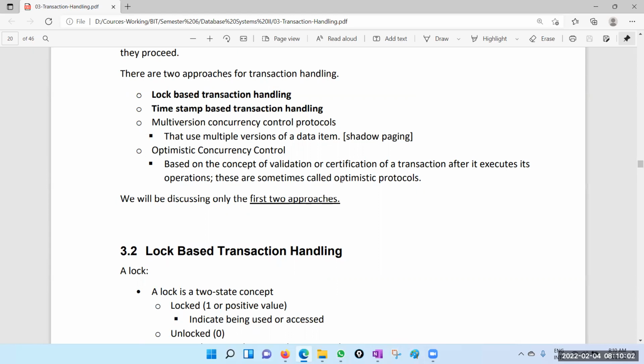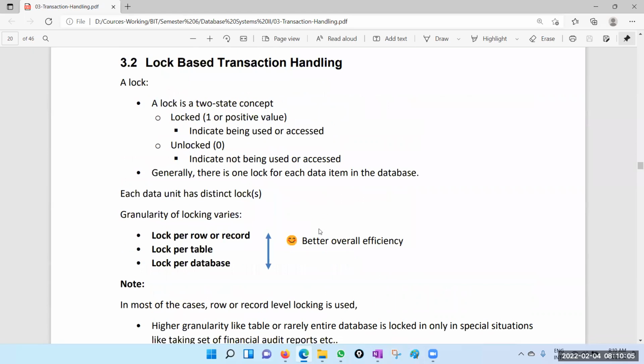In log-based transaction handling, a transaction accesses a particular record only if it can acquire the lock. If the lock is not available, it has to wait until the lock is available to that particular transaction. That means the lock is not available because another transaction has locked that record. So that is the idea.